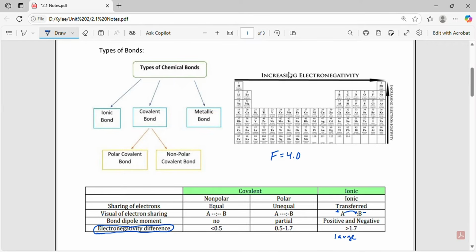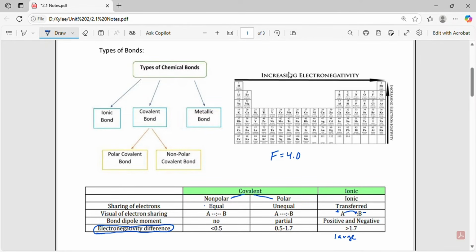If the difference in electronegativity is very small, then we consider this to be an equal sharing of electrons. And we call this a nonpolar covalent bond. Covalent has two different types. It can be nonpolar or it can be polar. Here in this little picture, the colon is supposed to represent your electrons, and they're right in the middle between A and B, which means that neither A nor B has a stronger attraction.